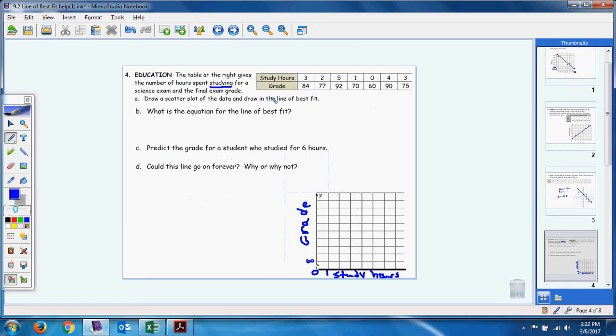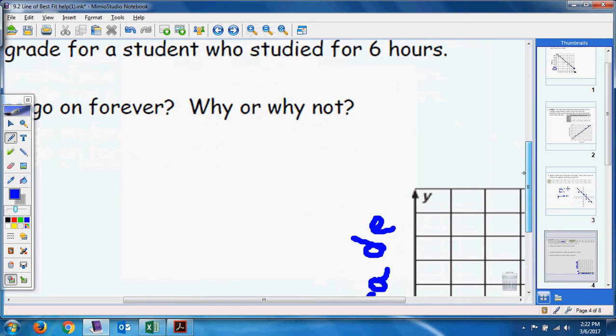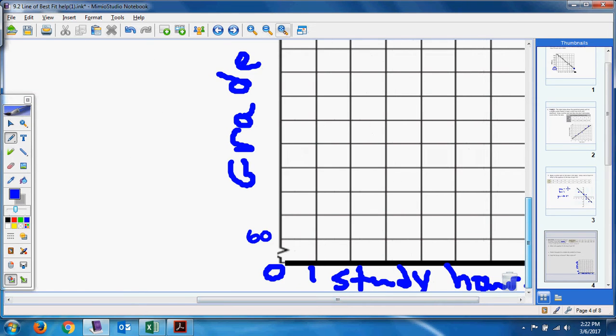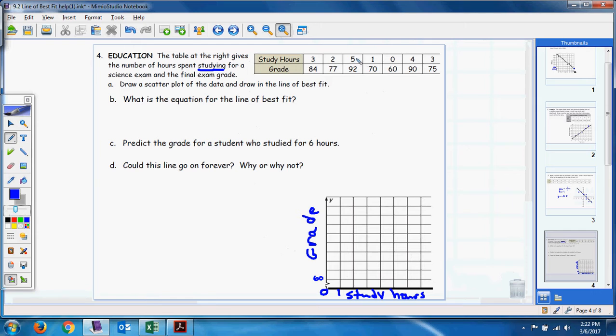Predict the grade for a student who studied 6 hours. So eventually, if you kept looking at the x-axis, you would see 6 hours, and you would see your grade. Now, obviously, the connection is the more you study, the higher grade you're going to have, and so on. Could this line go on forever? Why or why not? That's your critical thinking component. Just need a simple sentence there to go ahead and do that. All right, so we'll come back to that, give you some time when we're done with the video that you can work on number 4.